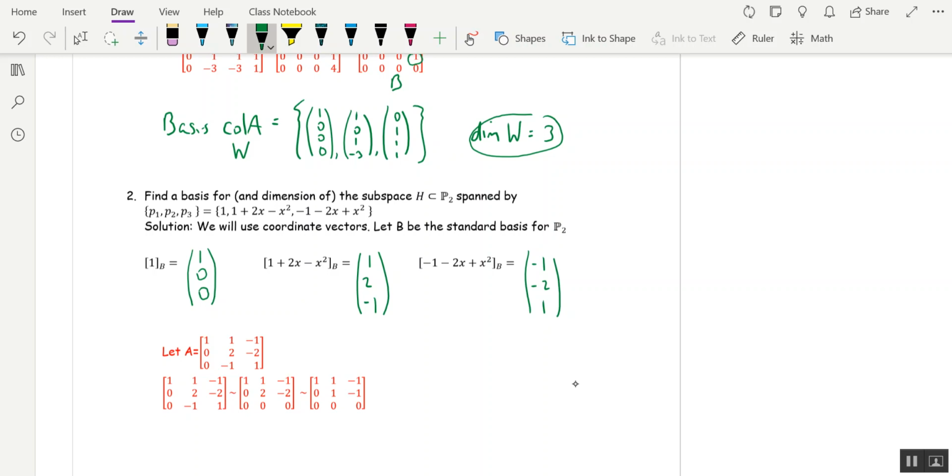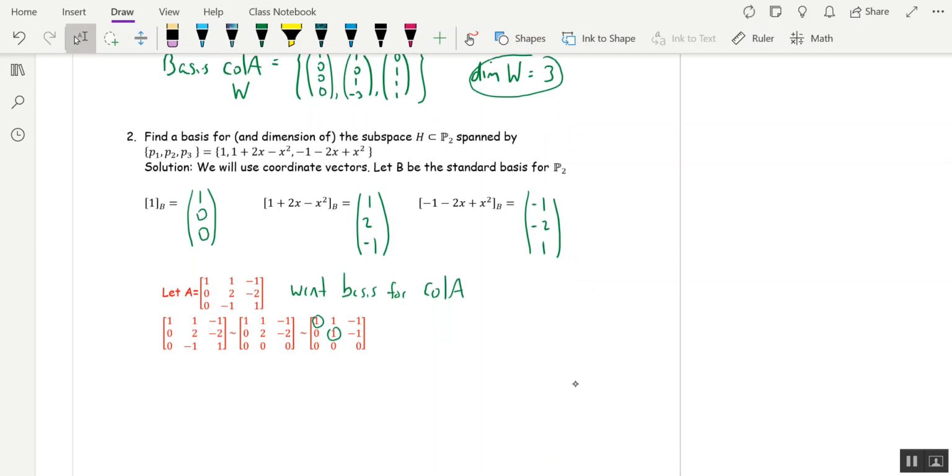So if I let A be the matrix with these 3 columns, then what I want is a basis for Col A, because H is spanned by these 3 vectors. They may or may not be linearly independent. So if we find a basis for Col A, then we'll find out. So what I did is I took A and did 2 row reductions, got us down to echelon form, and I see pivot, pivot.